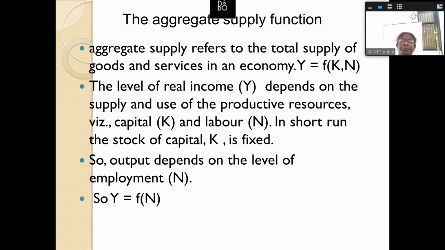Therefore, this is the nature: capital as well as labor determine the output of the product. But in the short run, the capital is constant. That means there is no change in the capital, or we call the capital fixed. Therefore, only the number of laborers is the determinant of the output of the product, right?